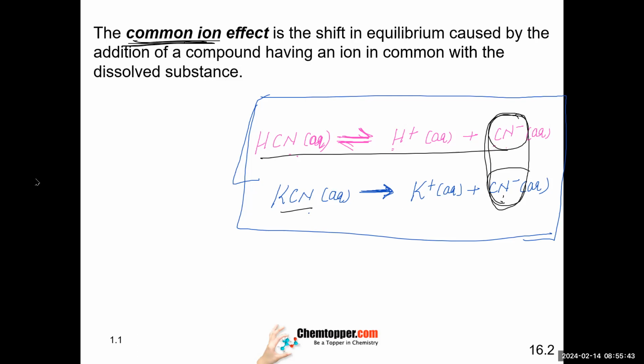In which direction will the equilibrium shift? It can shift to the left or right. Now, when you add this common ion containing compound, the CN minus, which is part of your equilibrium, in which direction will the equilibrium shift to minimize this change? To the left. Afan, to the left, agreed? Nivriti, it is shifting to the left due to the common ion.